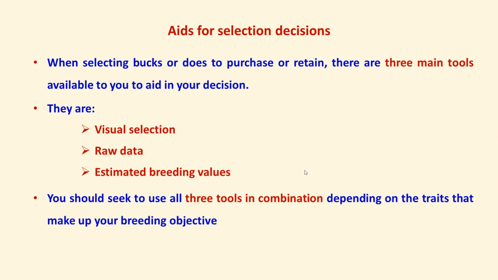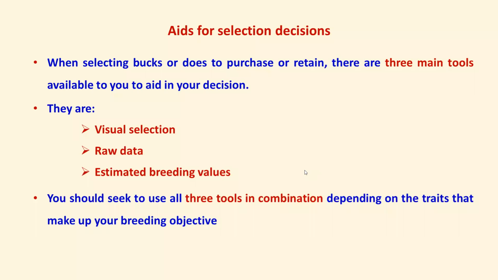The selection tools in goat and sheep are, you can say, almost the same. So that's why I'm referring to the example of goat, but you keep in mind that the same concept will be applied in sheep as well.